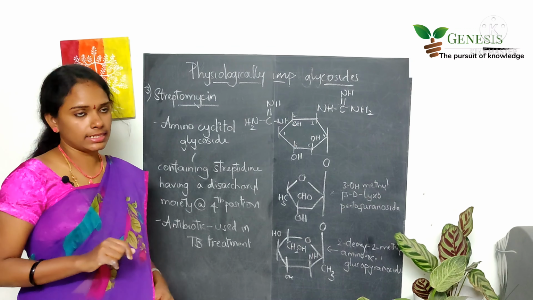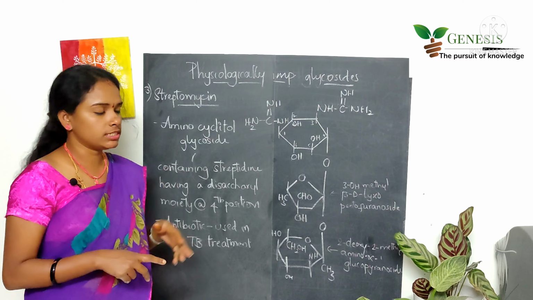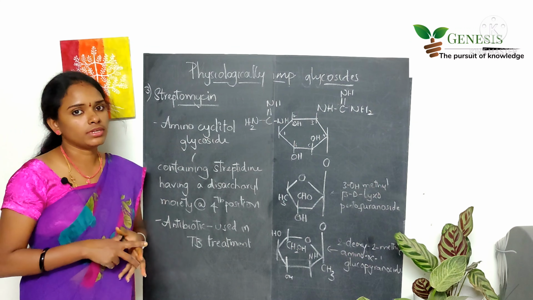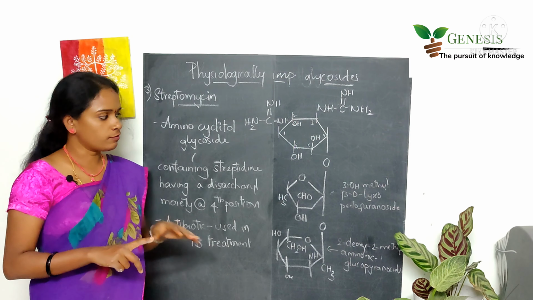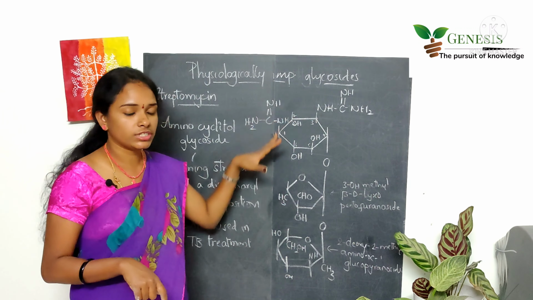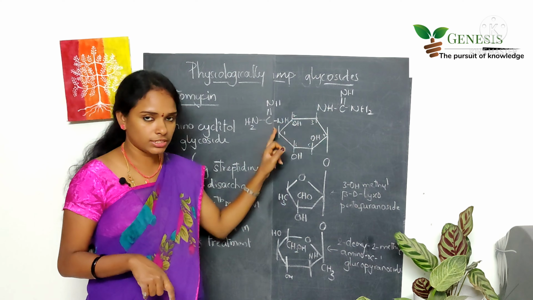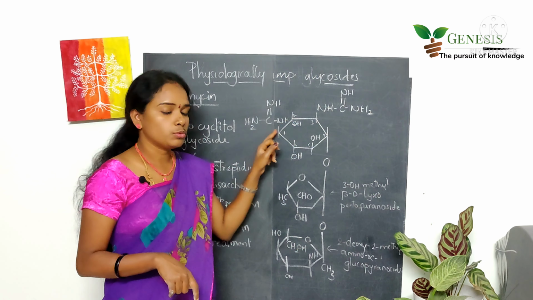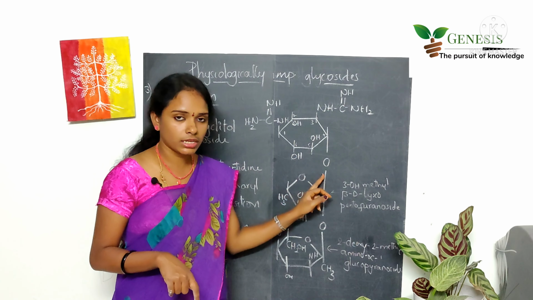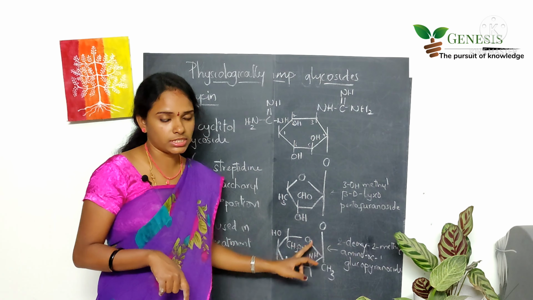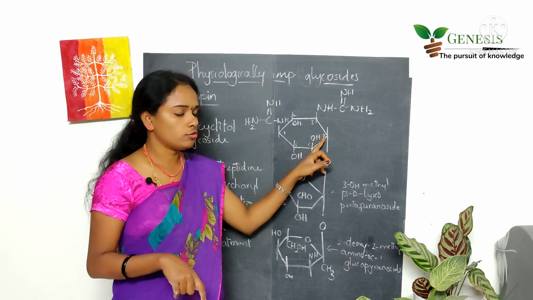So coming to the next example of physiologically important glycosides, that is streptomycin. Streptomycin is an antibiotic that is used in the treatment of tuberculosis. If we look at the structure of streptomycin, it contains a streptidine moiety, which is a cyclic structure with guanidine groups at first and third positions, and it forms a glycosidic linkage with two monosaccharide units, that is a disaccharide unit at fourth position.